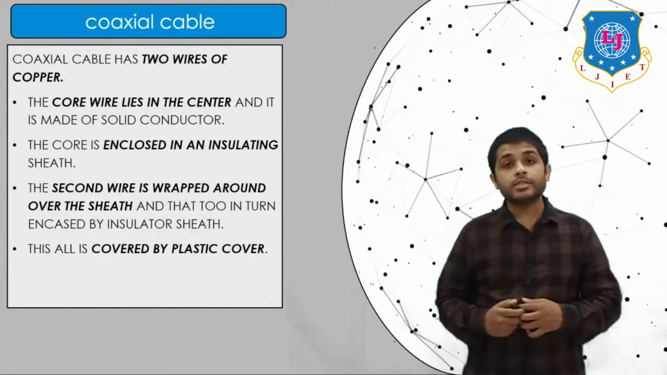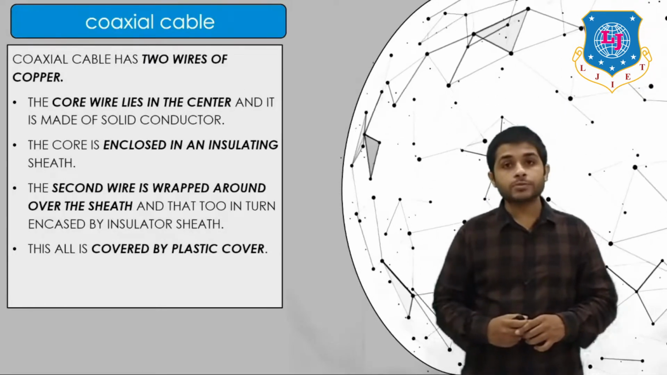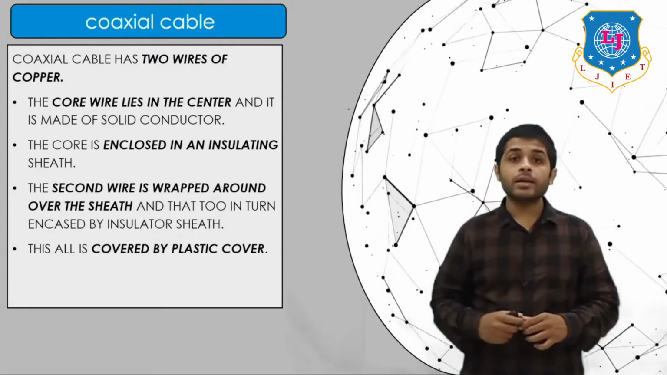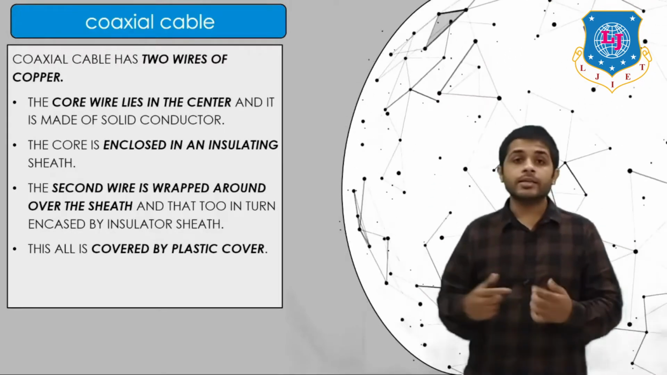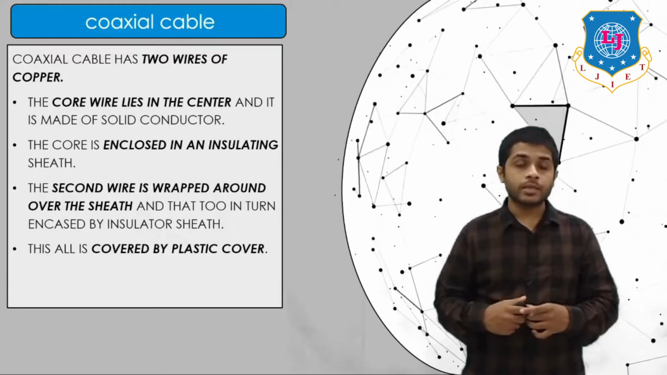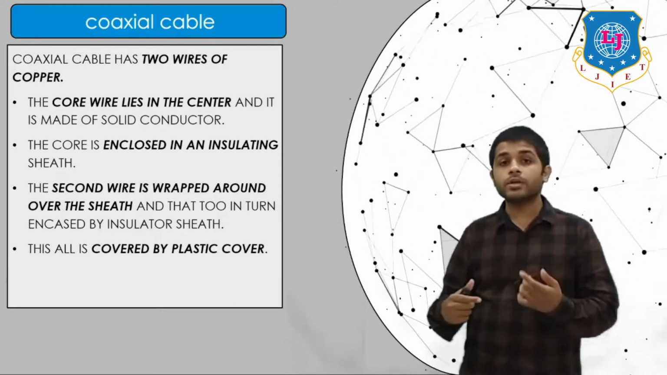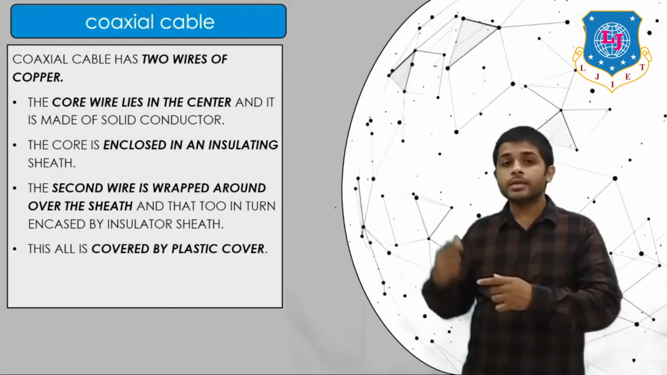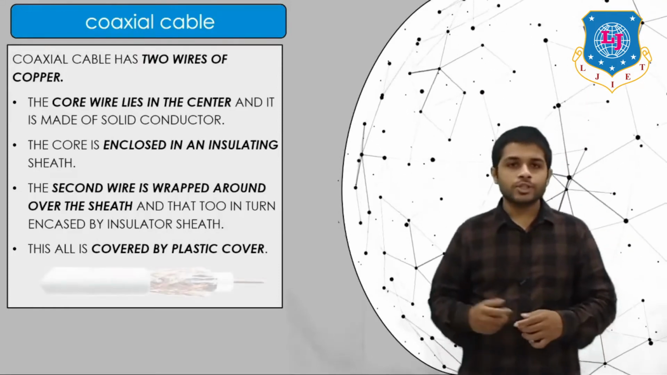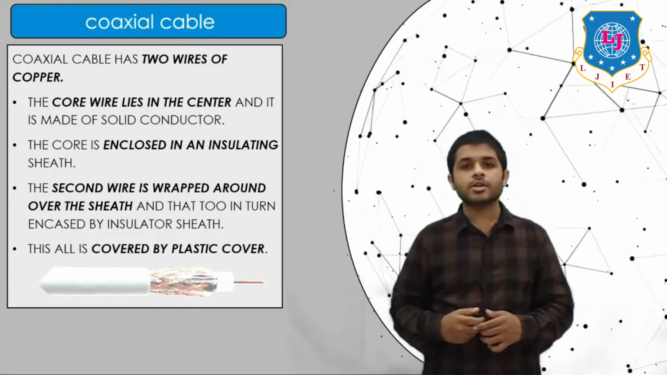The second type is the coaxial cable. There are two wires. The core wire lies in the center and it is enclosed in an insulating material. The second wire is wrapped around the insulating material and the whole cable is covered by plastic. So you can see in this figure, this is the coaxial cable.